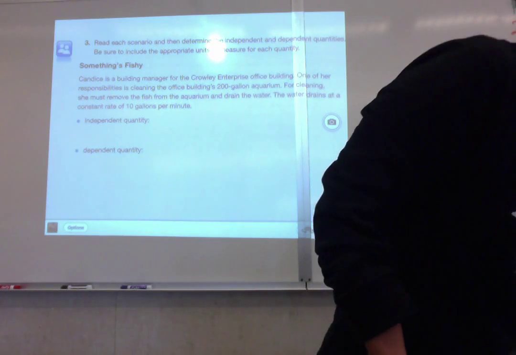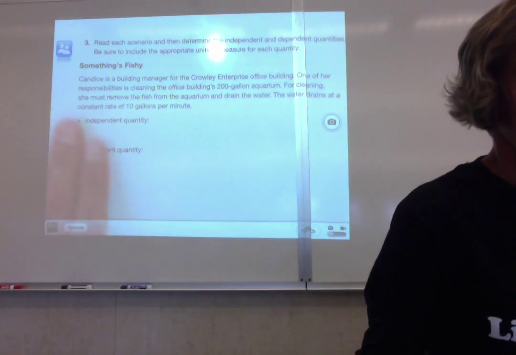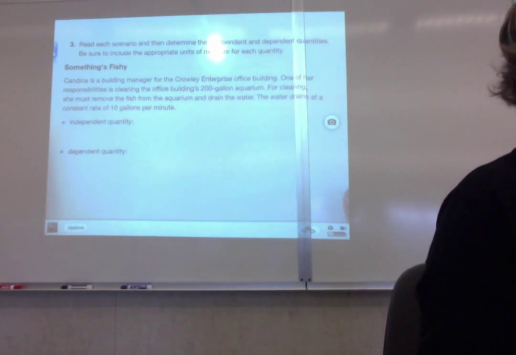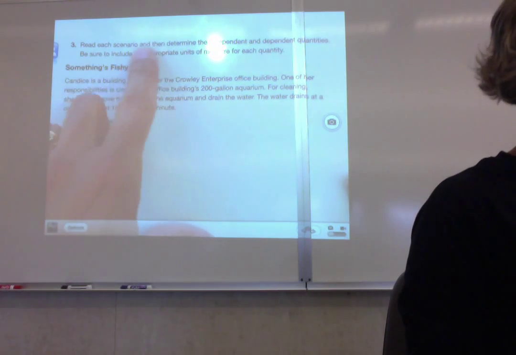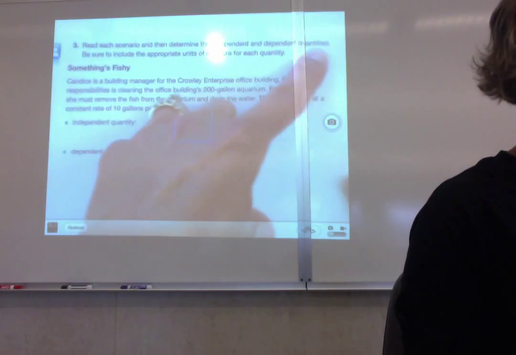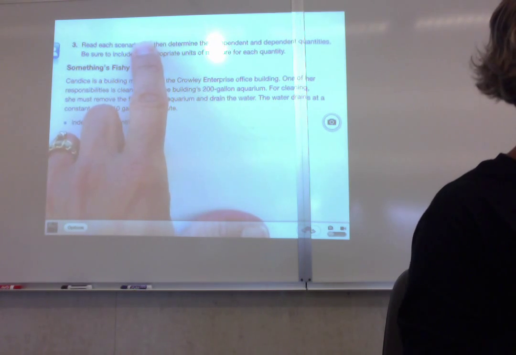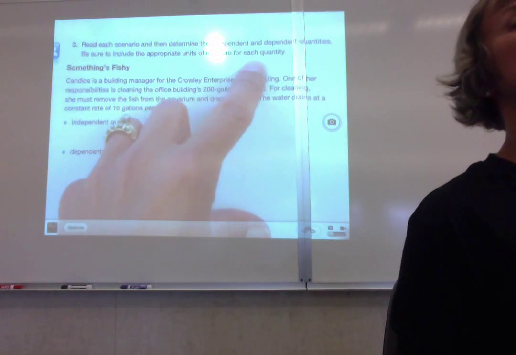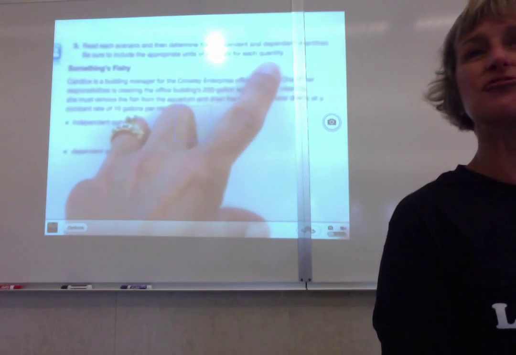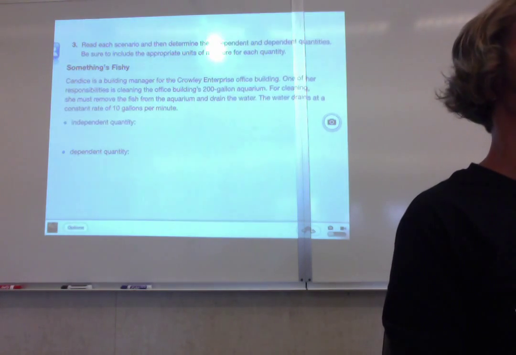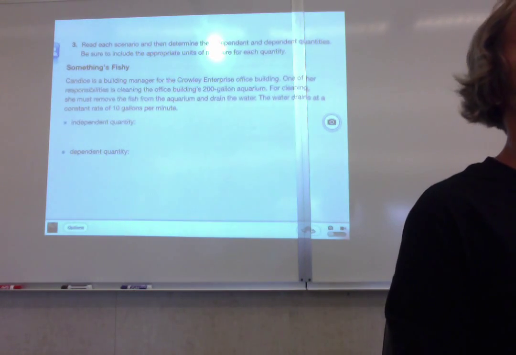Okay, something fishy. Directions. Read each scenario and determine the independent quantity and the dependent quantity, and then there's one more step. Be sure to include appropriate units to measure each quantity. So we're doing the same thing, but now we got to think about units.